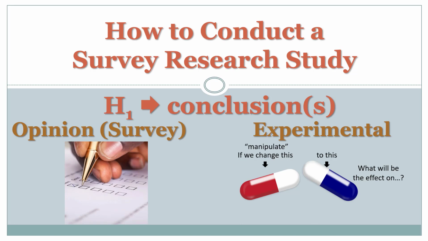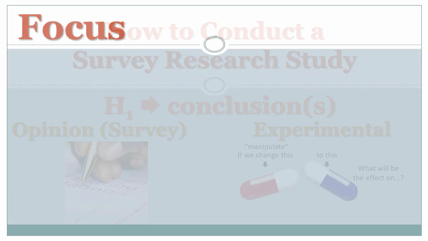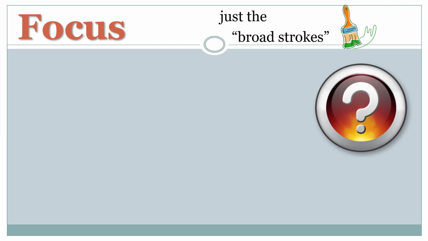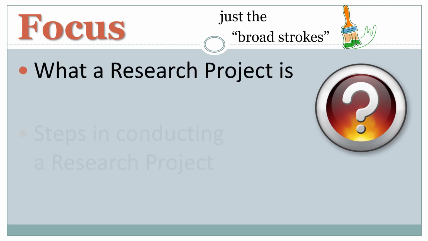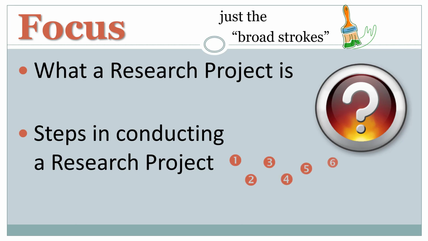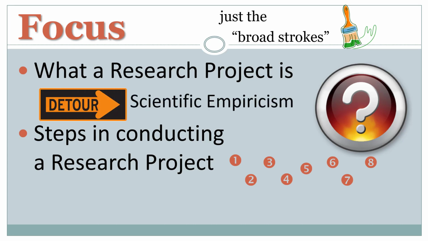Now, while a survey can be used in an experimental format, like exposing some people to a persuasive message and seeing if their opinions have changed as a result, we usually think of experiments in the physical sciences. This video will cover information related to how to conduct a survey research study, but just the broad strokes. We'll briefly cover what a research project is, and then the steps you take to conduct a research project. But before we get into those 8 steps, we'll take a brief detour into the concept of scientific empiricism.